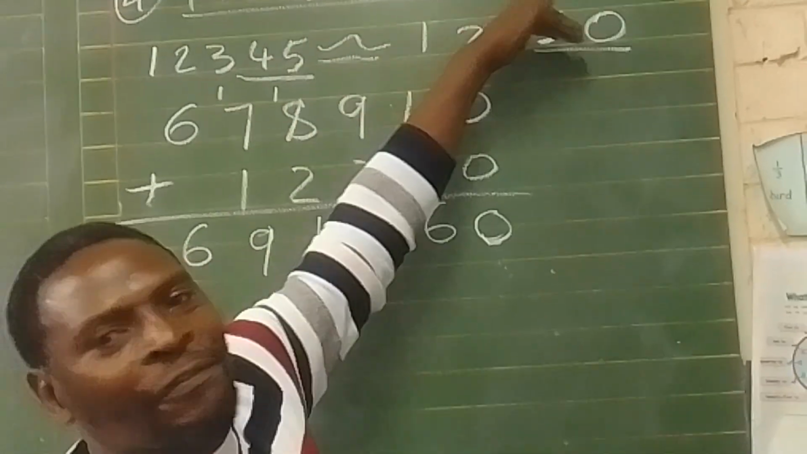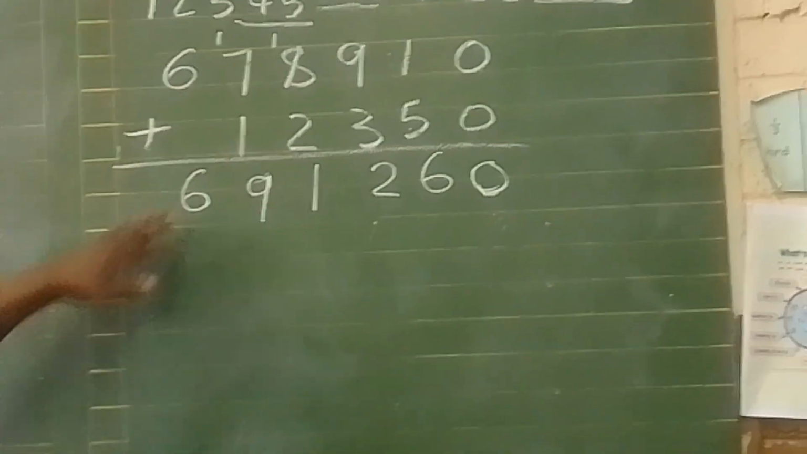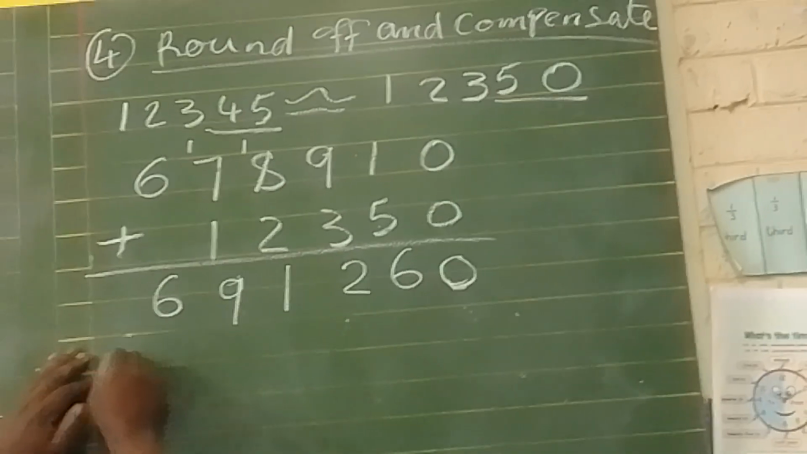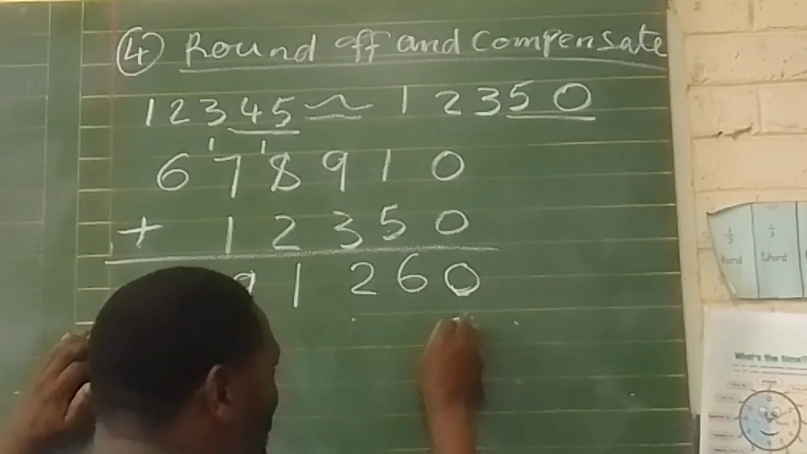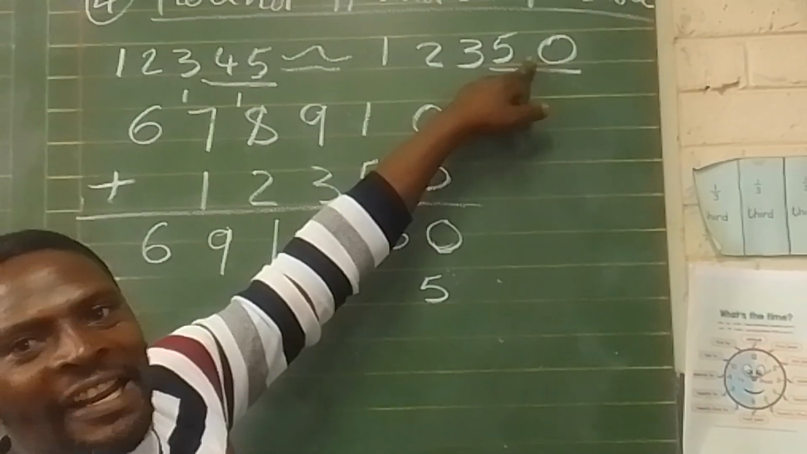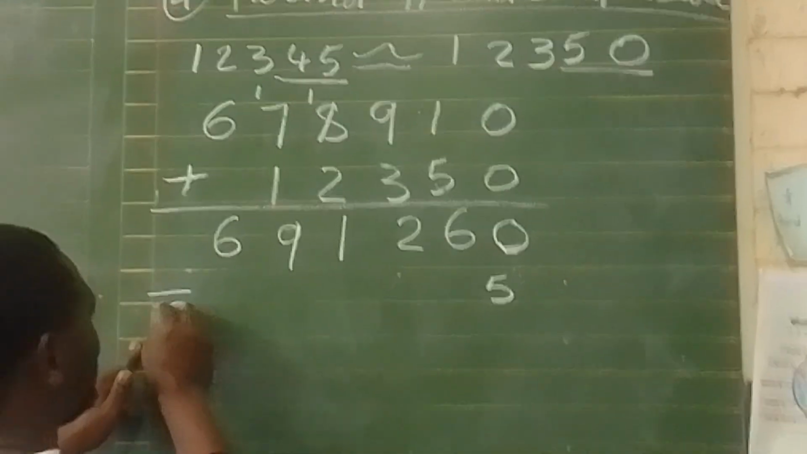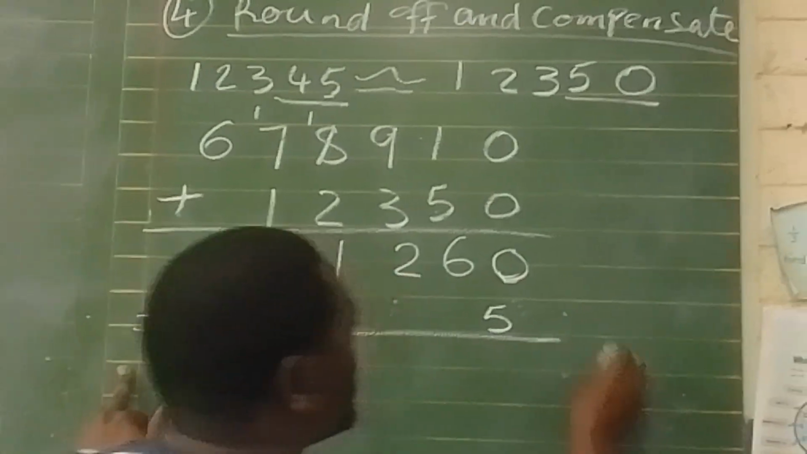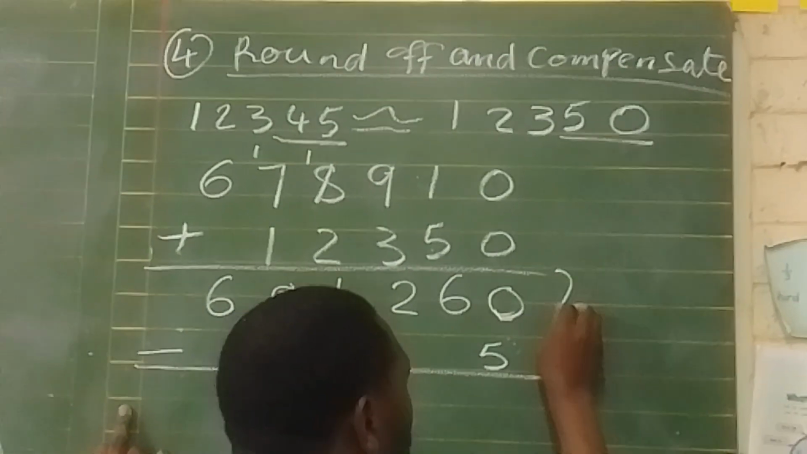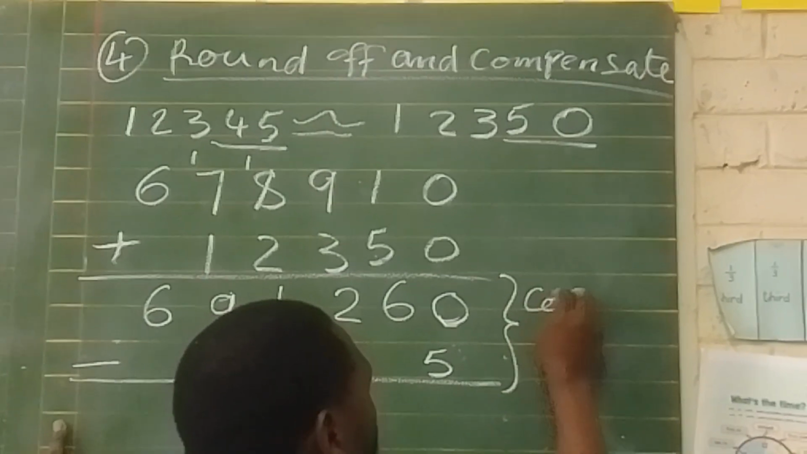We have added 5. Now we have to compensate. Now we subtract a 5. Because we have added 5 from this one, now we take it out. So we subtract 5. This is what we call compensation.